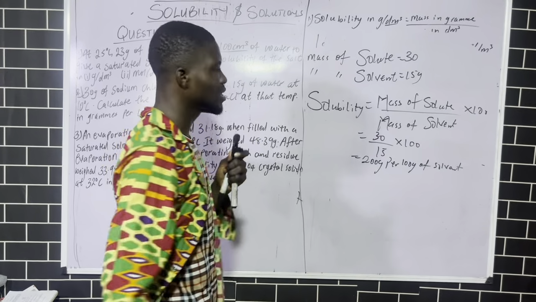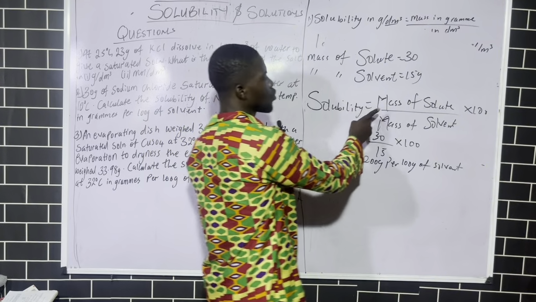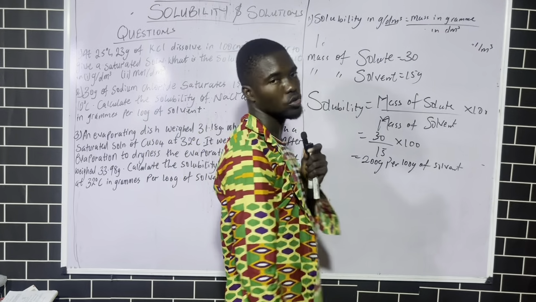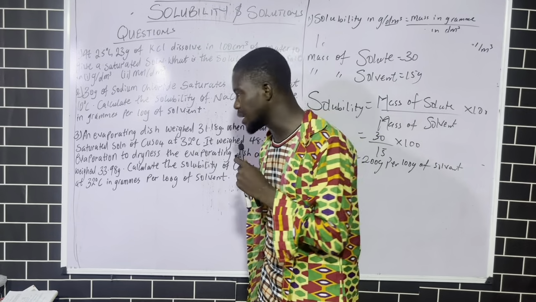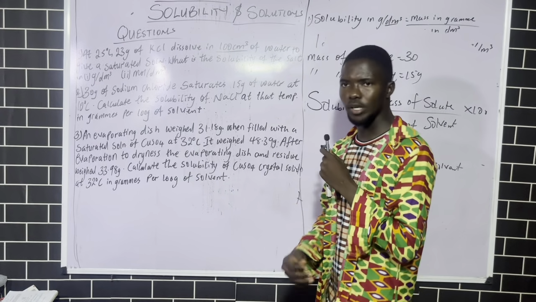So this is how to solve. This is just the calculation. Solubility is equal to mass of solute over mass of solvent times 100. As long as they gave you solvent and solute, you just use this formula, as easy as that. But now look at this question 3. Can you try it out? Pause the video and try it out.